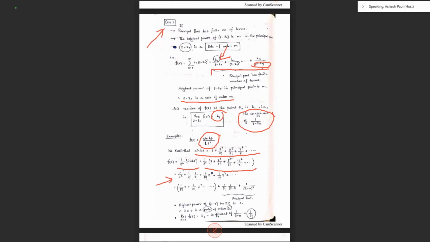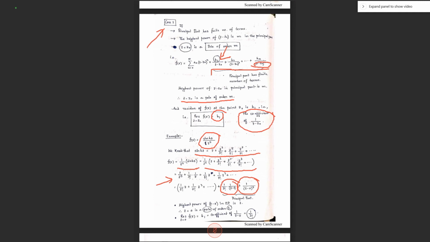Now see that the principal part consists of those terms where z minus z0 is in the denominator. Here the singularity is at z equal to 0. The number of terms with z minus 0 in the denominator is 2, one is this and one is this. These two terms are the only members of the principal part. Two is a finite number, so the principal part has a finite number of terms, and z equal to 0 is a pole.